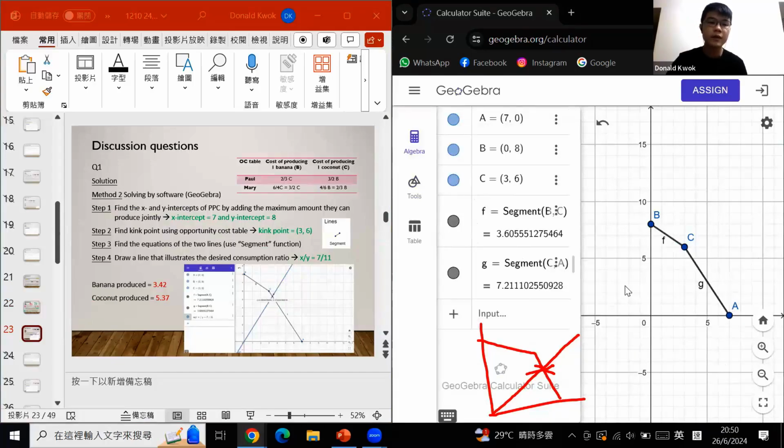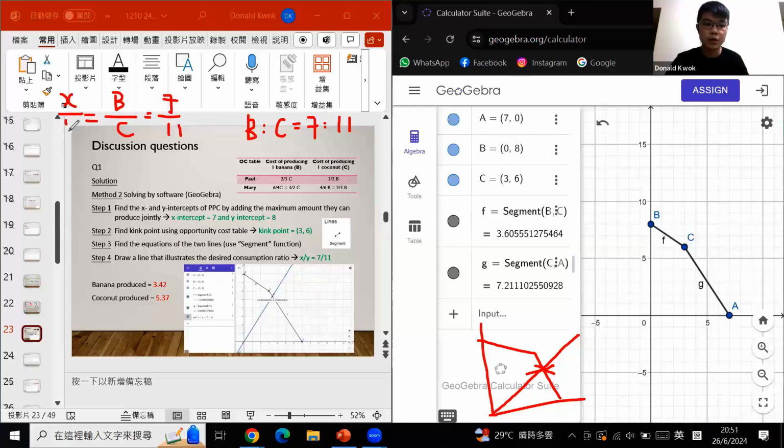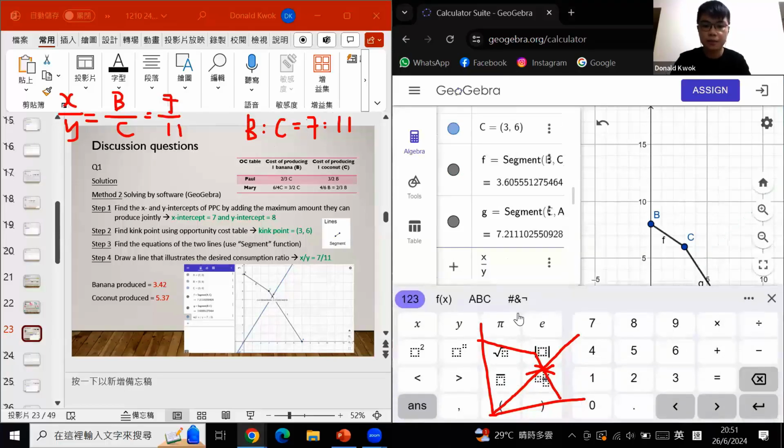All right, so finally, we'll move on to step 4 to draw a line that illustrates the desired consumption ratio, because we know that banana to coconut is in the ratio of 7 to 11. Okay, so essentially it will be B over C equals 7 over 11. And since banana is on the x-axis while coconut is on the y-axis, this is why we are trying to draw a line x over y equals 7 over 11 to illustrate the desired ratio.